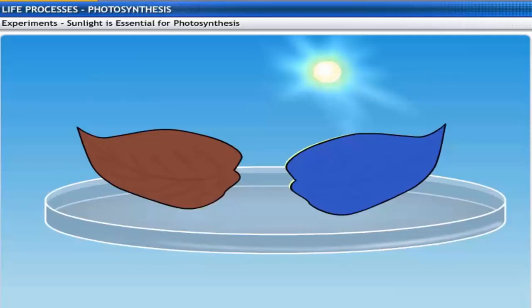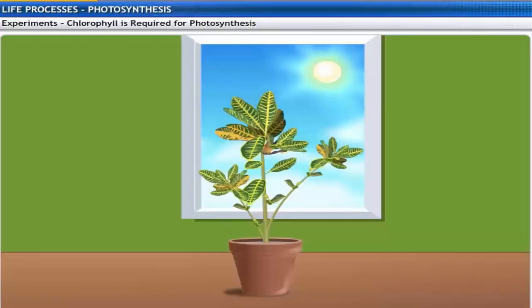Since the leaf of the plant that was exposed to sunlight turned blue-black, you can conclude that light is essential for photosynthesis. Let's conduct a small experiment to prove that chlorophyll is necessary for photosynthesis to take place. Take a potted plant that has variegated leaves, such as crotons.